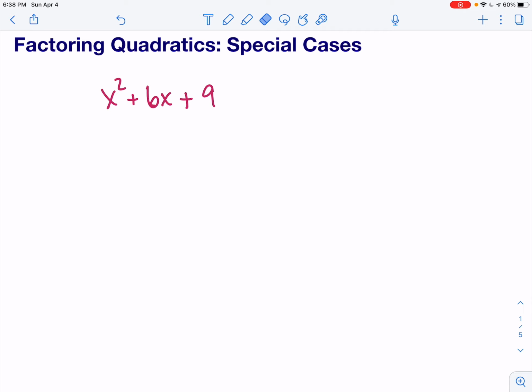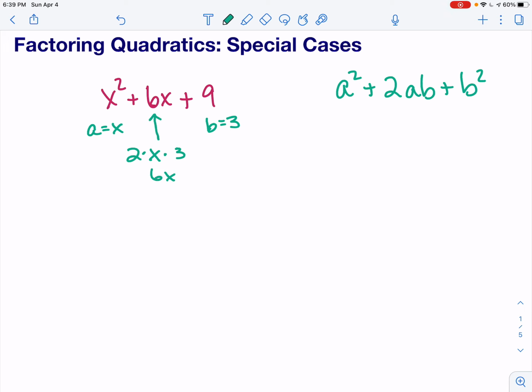plus 9. Now over here to the right, I'm going to show you the pattern we're looking for. We're looking for a squared plus 2 times ab plus b squared. So this pattern is our first and third values should be perfect squares. So if x squared is my a squared value, then a would just be x. I'm taking the square root of that. And if I look at 9, my b value is going to be the square root of 9, which is 3. So my middle value should be 2 times x times 3, which would give me 6x. And that's what I have right here as my middle value.